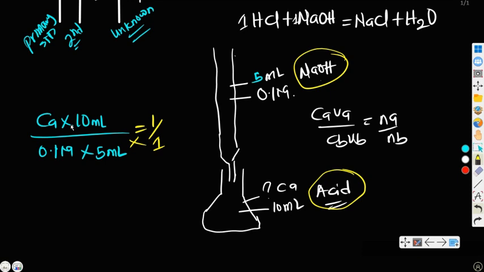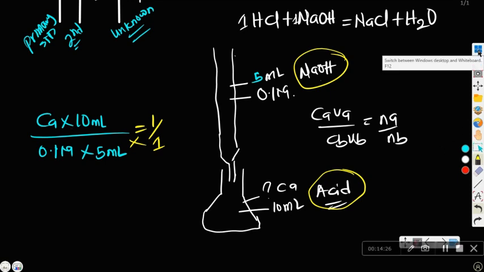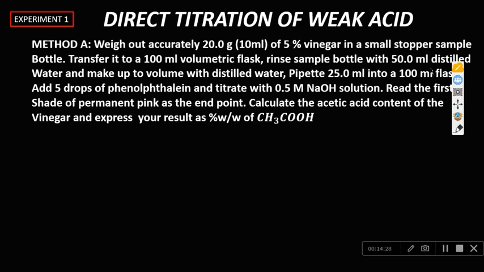Then we are going to look at how to calculate milliequivalents and so on. What we are going to do is use this experiment to practice some questions and learn how to calculate milliequivalents and so on. Now we have an experiment which is direct titration of a weak acid.